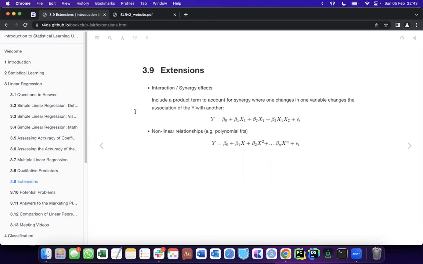And then, because of course not all of our relationships are going to be linear, but we may still want to try and do a linear regression rather than some other non-linear forms of modeling that we are going to look at, we can try and transform our predictive variables. Here we are taking the square of a particular x term.